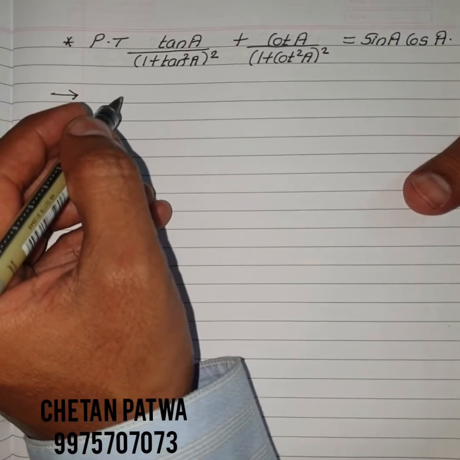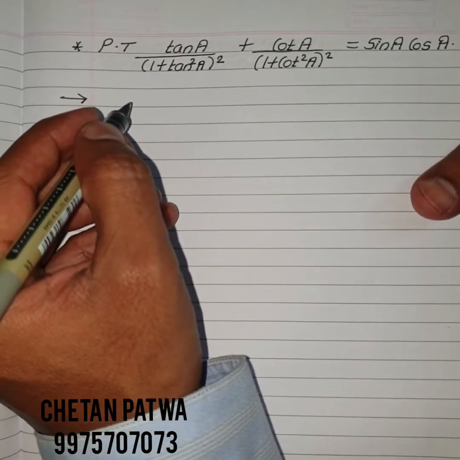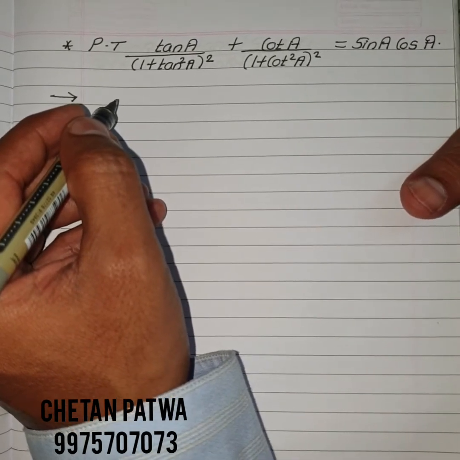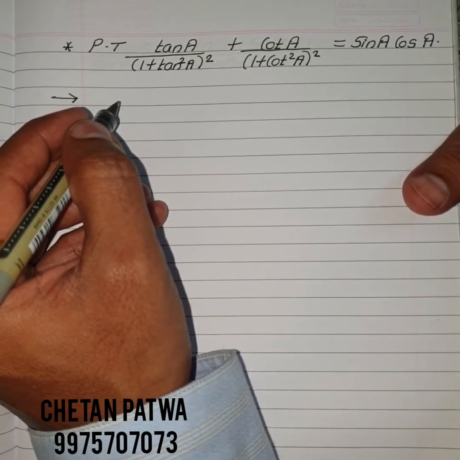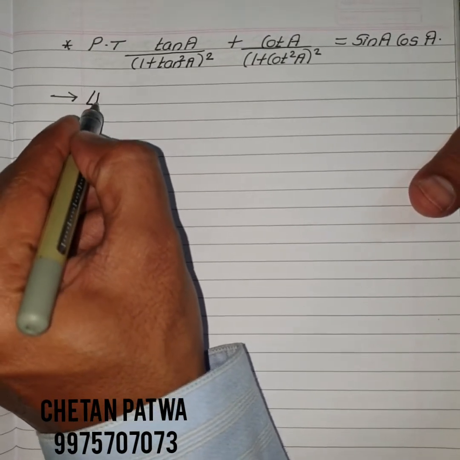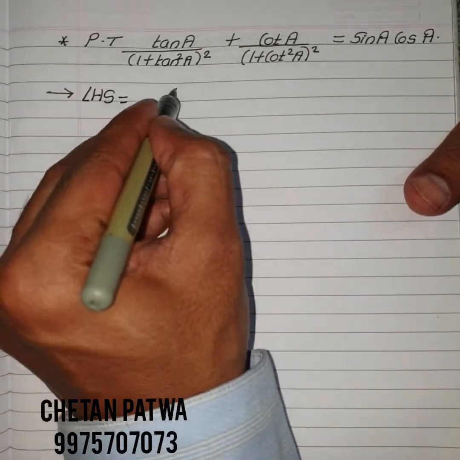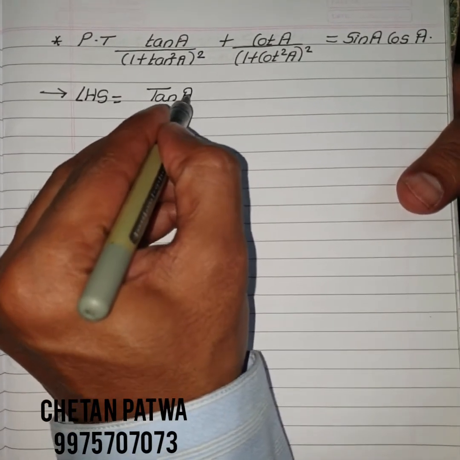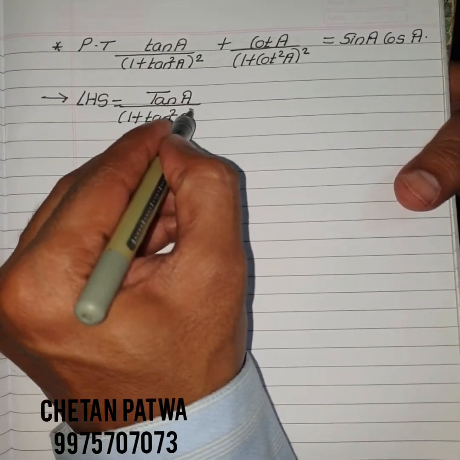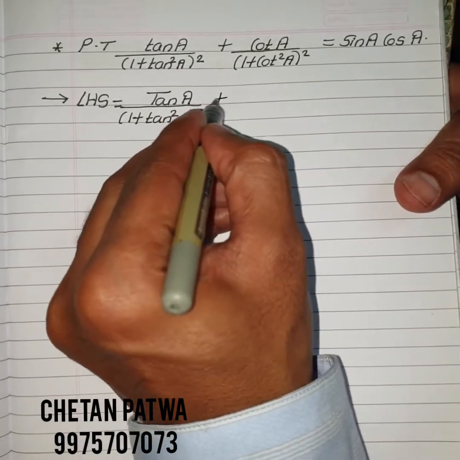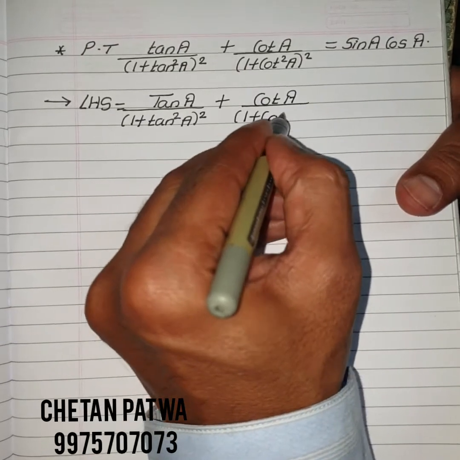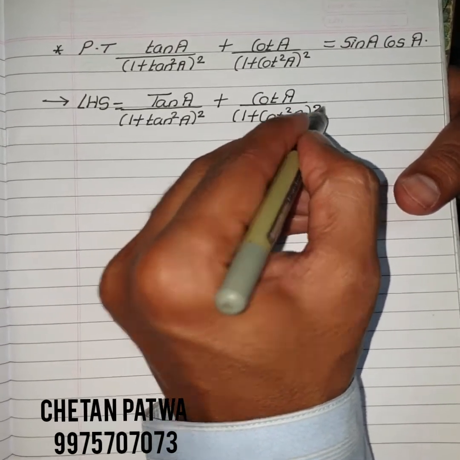Let's see one difficult type of sum. In this question we have to prove that tan a upon 1 plus tan square a bracket square plus cot a upon 1 plus cot square a bracket square is equal to sin a into cos a. So first let's consider left hand side. Now what is our left hand side? Tan a upon 1 plus tan square a bracket square plus cot a upon 1 plus cot square a bracket square.